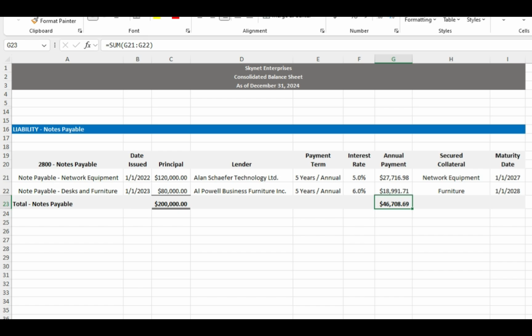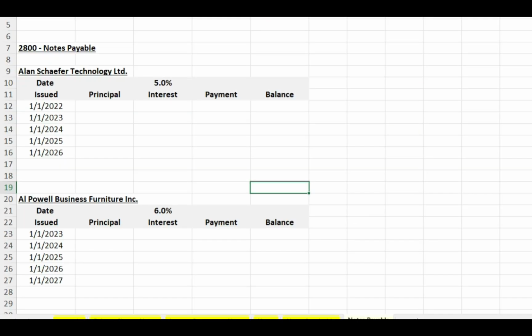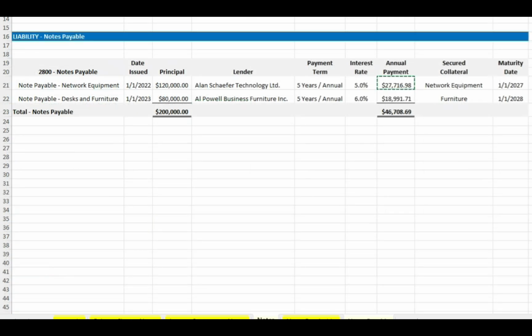So we're going to do the same thing we did with notes receivable, except it's notes payable, the liability. We want to build out our amortization schedule to see what the balance sheet and income statement impacts are related to these notes payable. All right, Allen Schaefer Technology Limited, our principal. What did we borrow? $120,000, 5% interest. Let me get my dollar signs in there. I should have mentioned this earlier. The dollar signs will hold a cell if you want to hold a particular cell when you drag a formula down. So let's grab our payment that we calculated, and let's go through the motions.